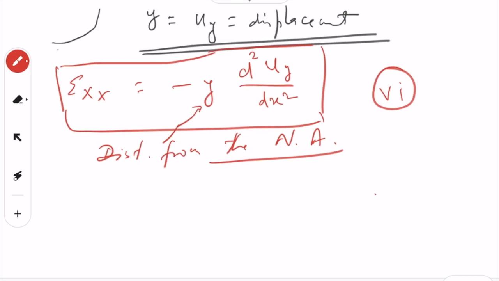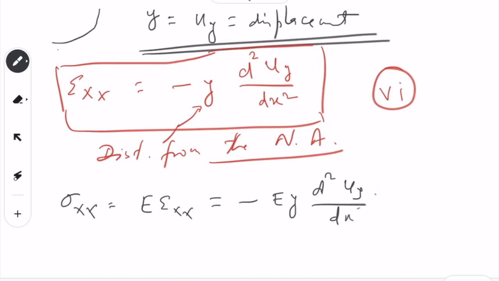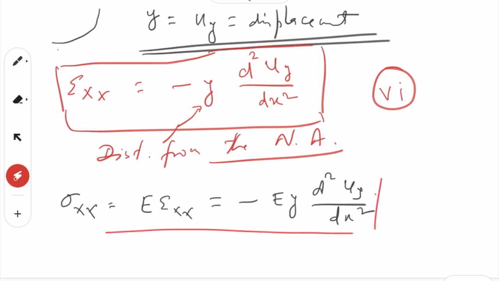Now that we know the strain, we can find out the stress. So sigma xx will be equal to Young's modulus multiplied by the strain, which will make minus E y d square u y over dx square. So this is the stress. When you have to find out the stress, you can use this formula.